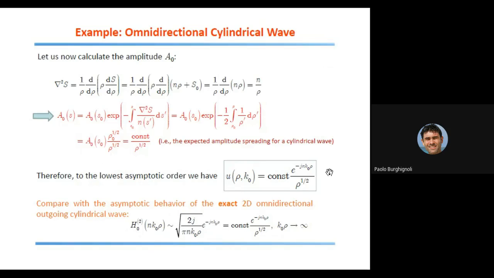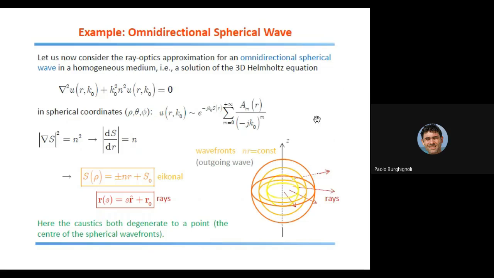Just to give you another example, it would be a spherical wave. And again, we will look for a solution which does not depend on angles. So it's an omnidirectional spherical wave. In this case, the Iconal equation tells us that the radial derivative of the Iconal is a constant in a homogeneous medium. And so therefore the Iconal, which is a function of r and not of rho, this is a typo, must be a linear function of the radial distance.